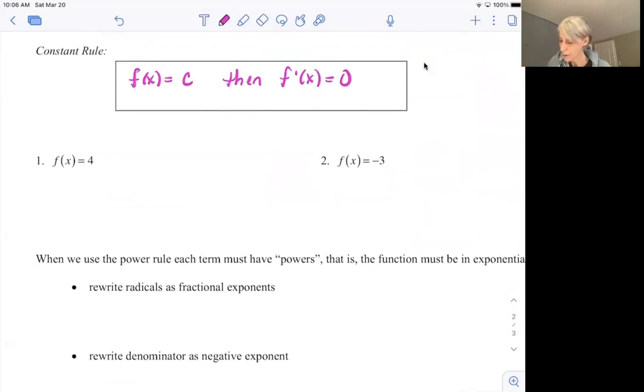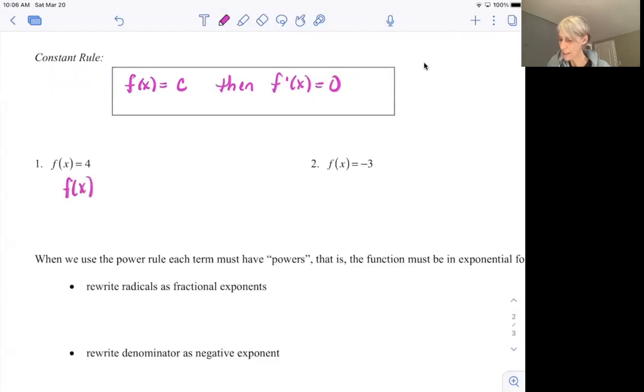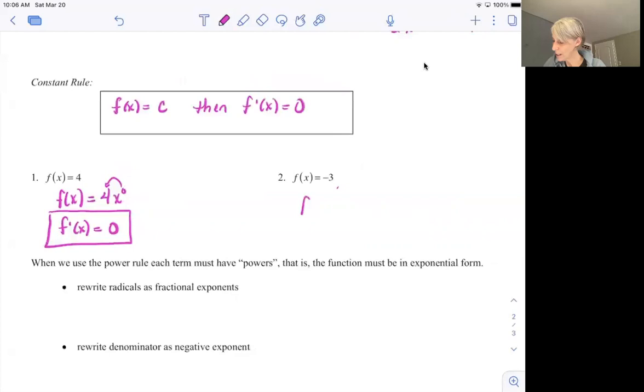So f of x equals 4 is the same as saying f of x equals 4x to the 0 power. I know you don't really understand that because we don't really do binomial expansion anymore. It was in the old algebra course. But when you have a constant, you really have x to the 0 attached to it. So when I take this 0 and multiply it out front, my derivative is just going to wind up being 0. So that's just going to happen no matter what you do. Whenever our function is a constant, it just goes away.